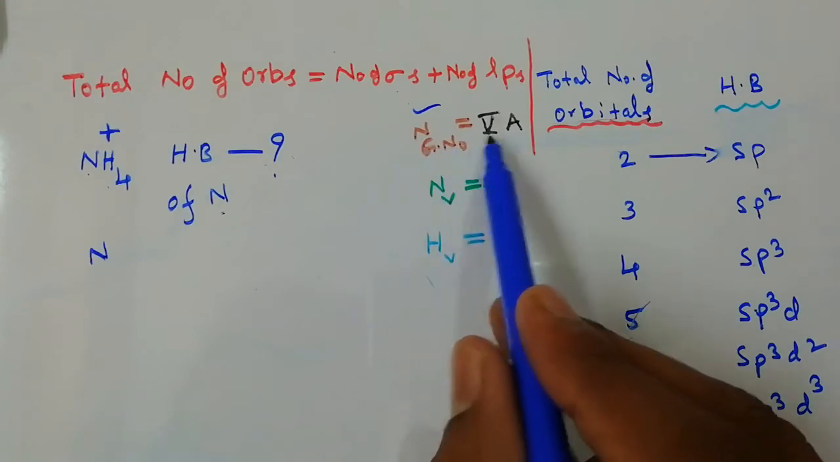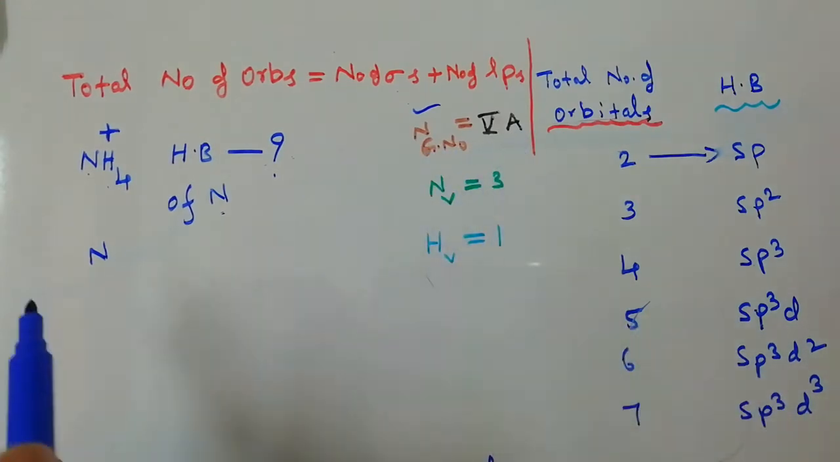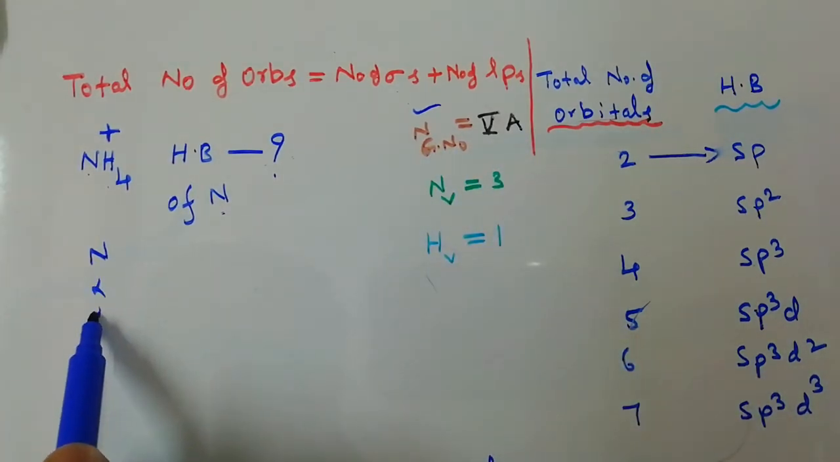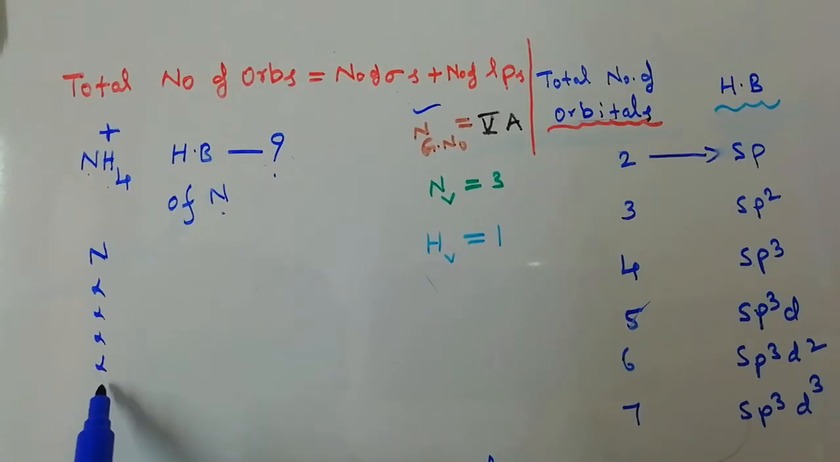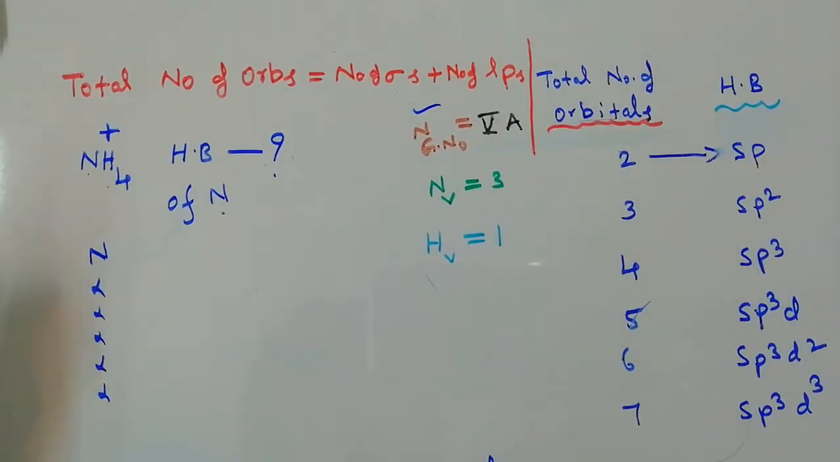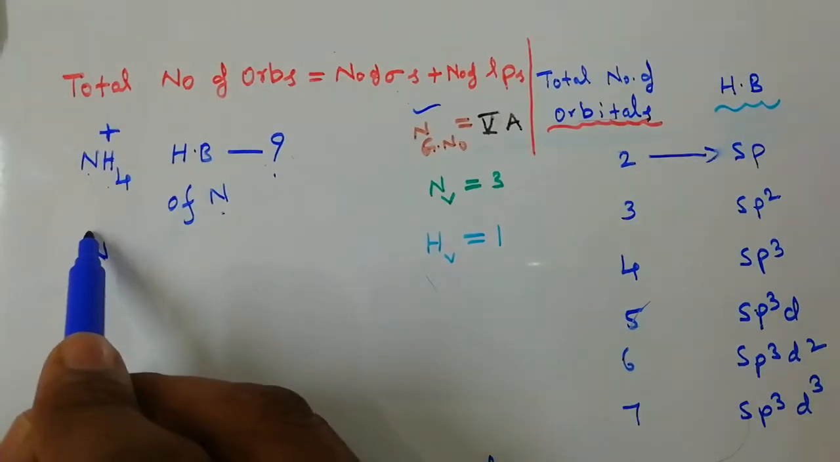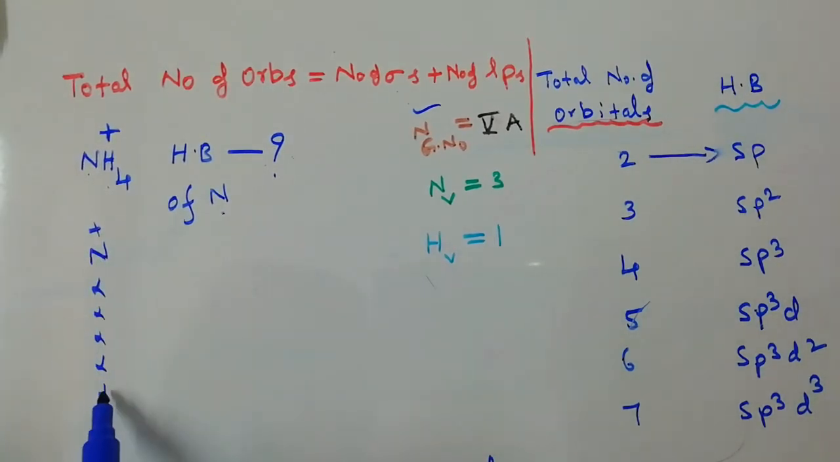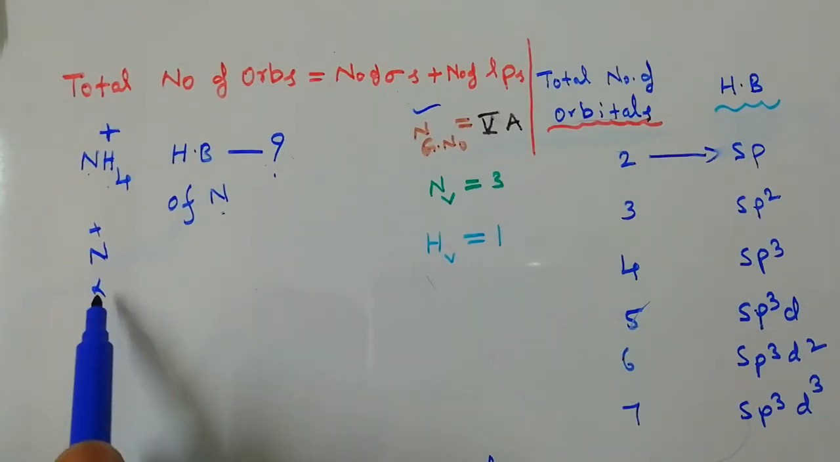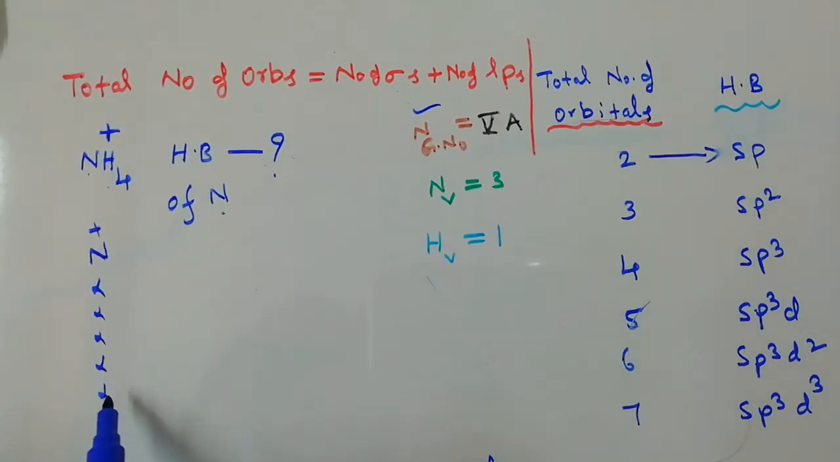Next, what is the group number of nitrogen? The group number of nitrogen is 5. That means you should first write 5 electrons. And then we have a positive charge over the nitrogen. As we have a positive charge over the nitrogen, we should remove 1 electron. Out of these 5 electrons, we should remove 1 electron.